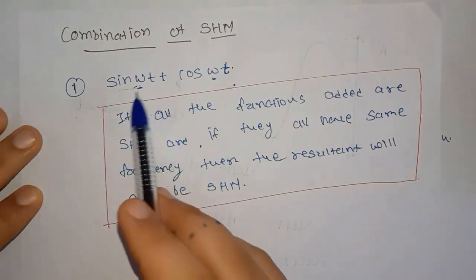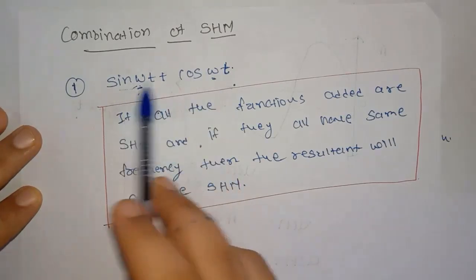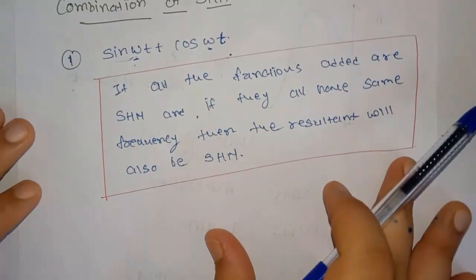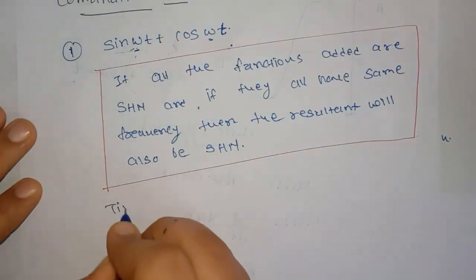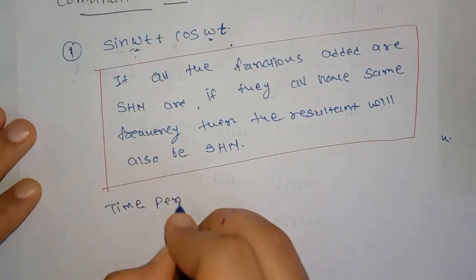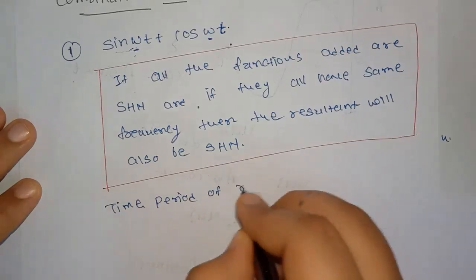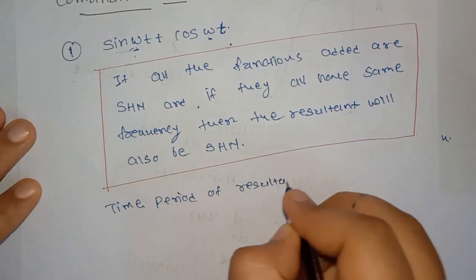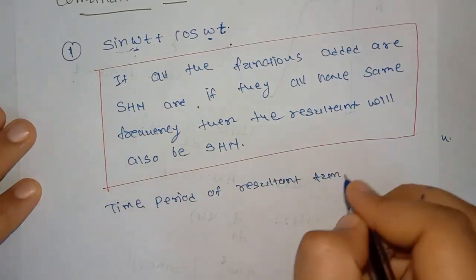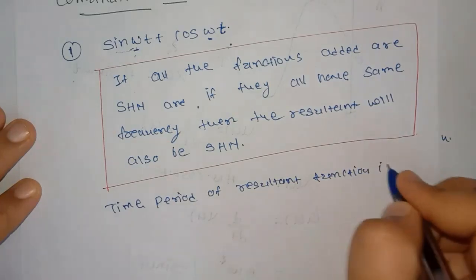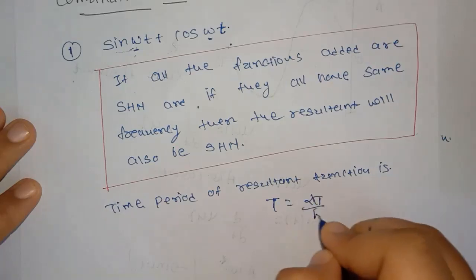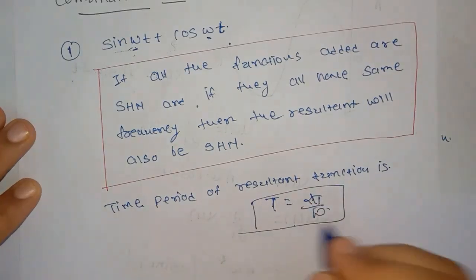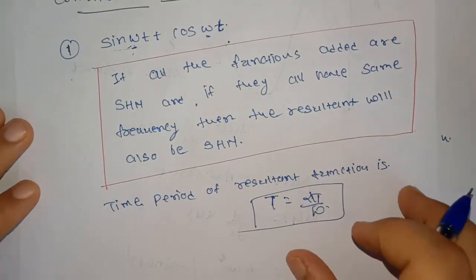As we have seen, the resultant will also have same frequency omega. So time period of resultant function is T equals 2 pi by omega. Now let us find the initial phase.